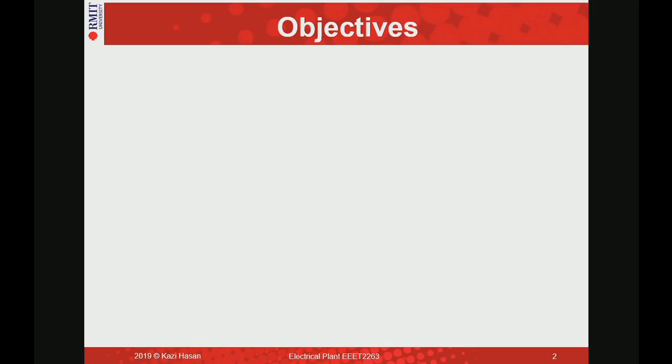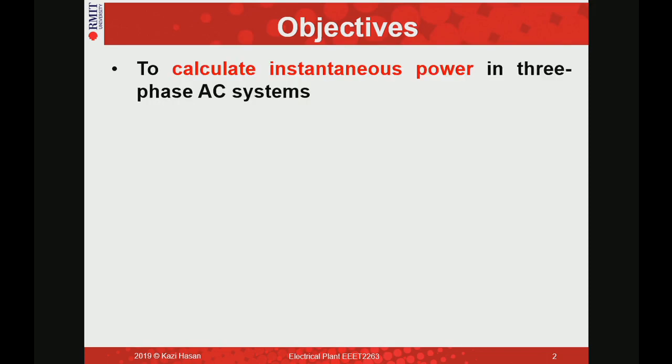Firstly, we will go through the three-phase instantaneous power calculation, because in single phase we have seen that real power P equals VI cos theta. That will not be true in the case of three-phase power. So we will derive the mathematical power equation for three-phase power.